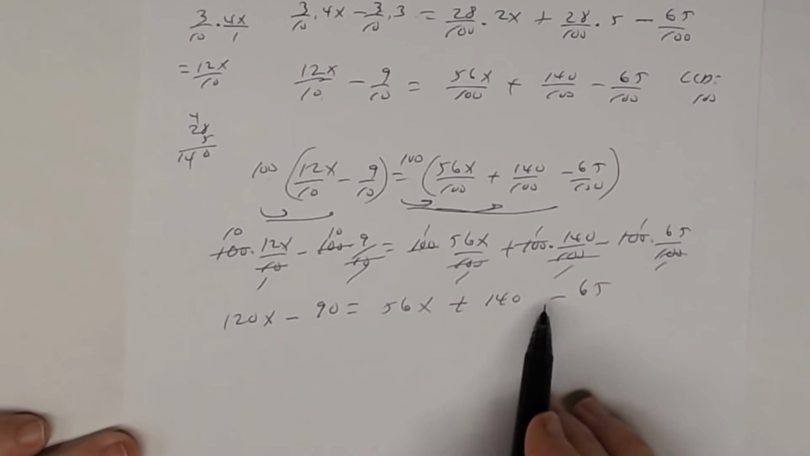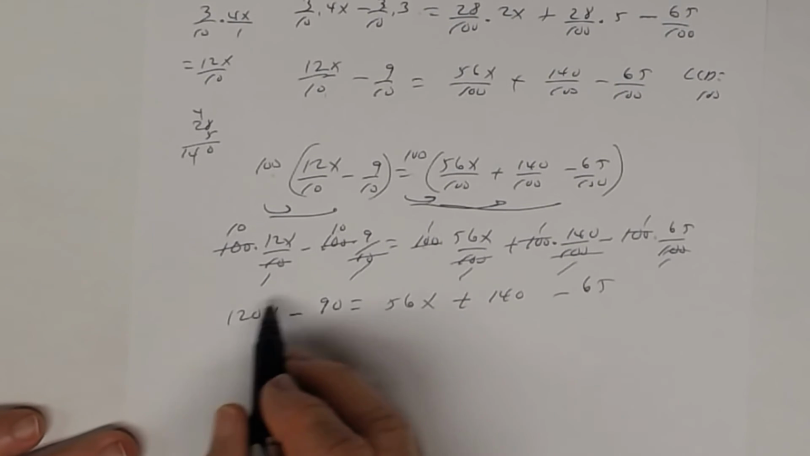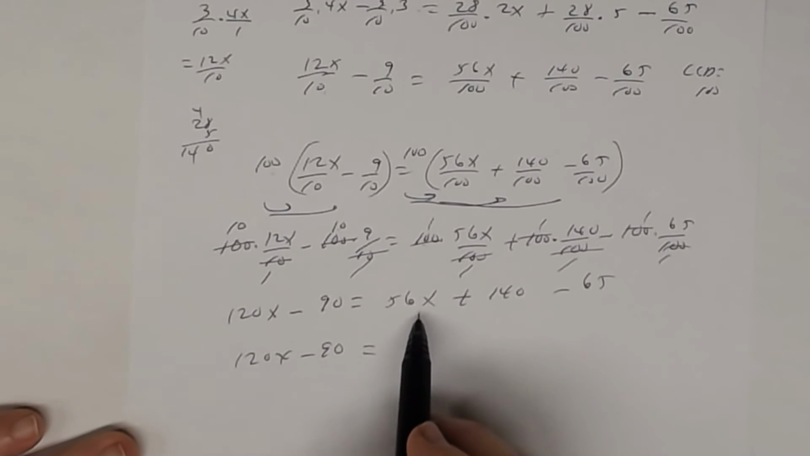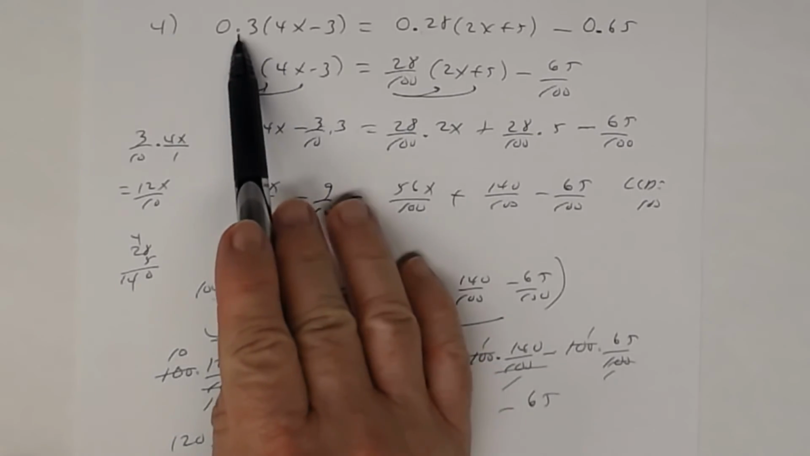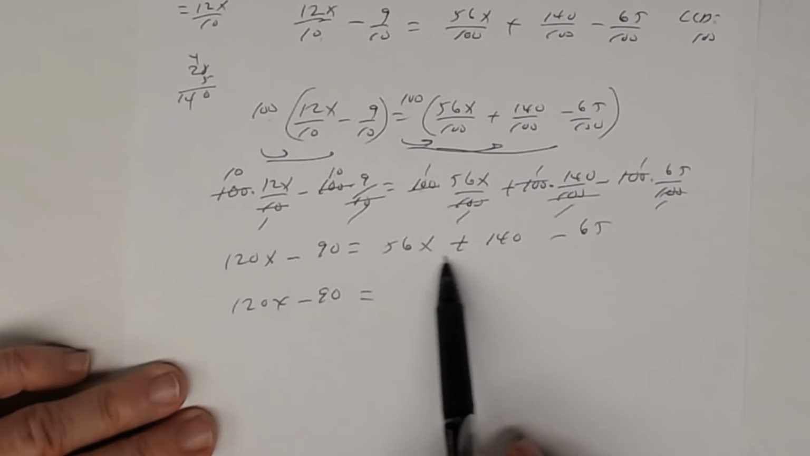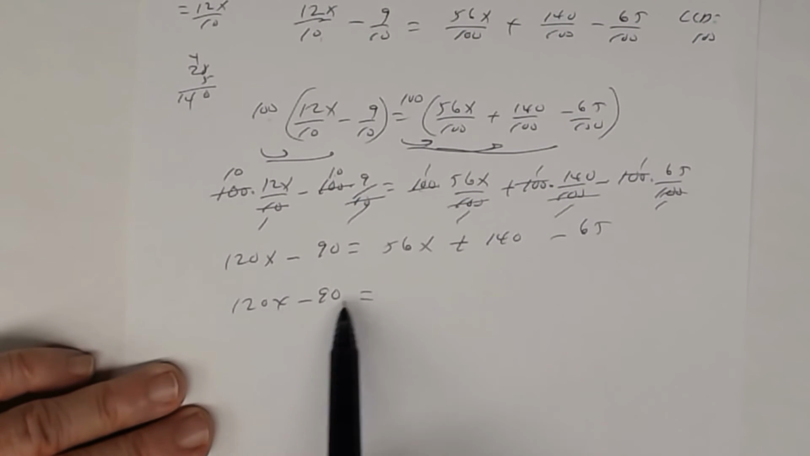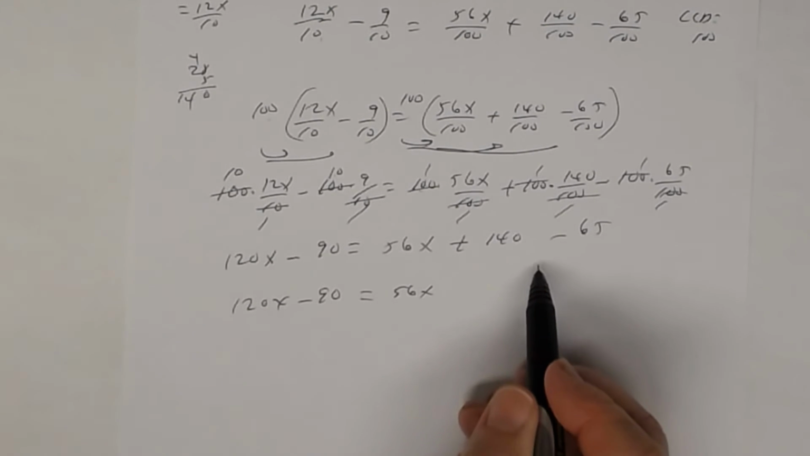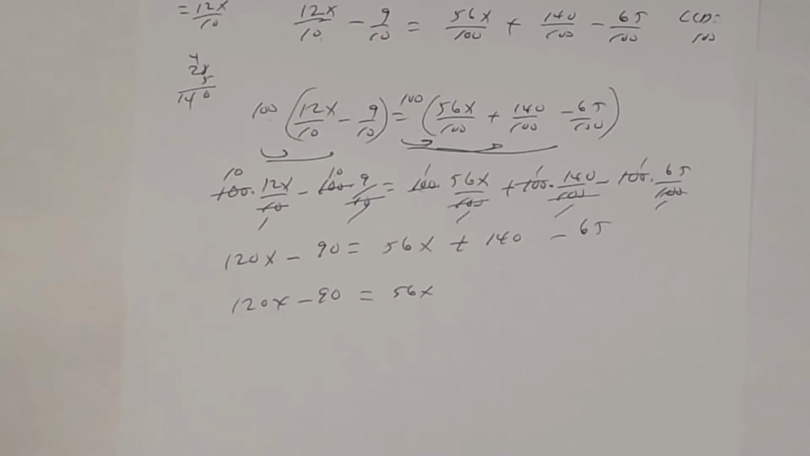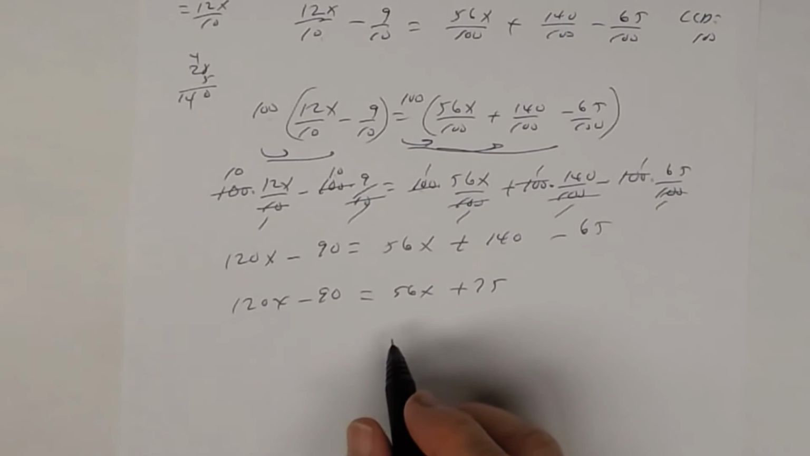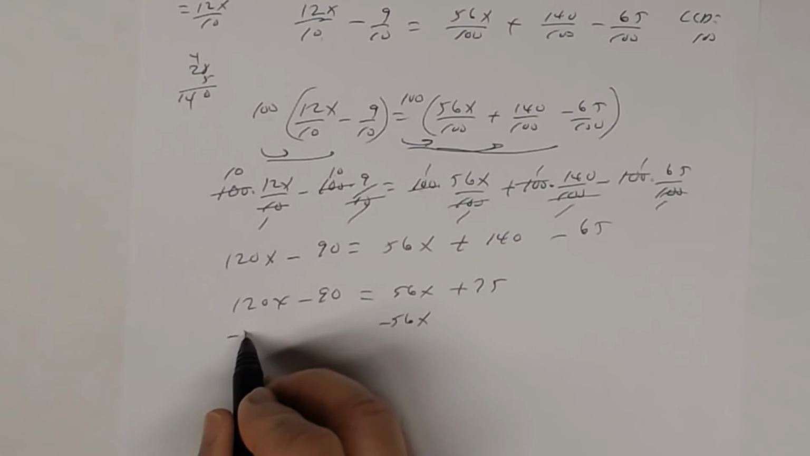All right, now let's go ahead and combine like terms on this side. So on this side, I don't have any like terms, so I'm going to rewrite it as 120x minus 90 equal, and before I go on, notice I went from a decimal equation to a fractional equation to an equation without any fractions or decimals. All right, I have 56x, so 56x, 140 minus 65, right? So 140 minus 65 will give us 75. All right, let's go ahead and subtract 56x from both sides.